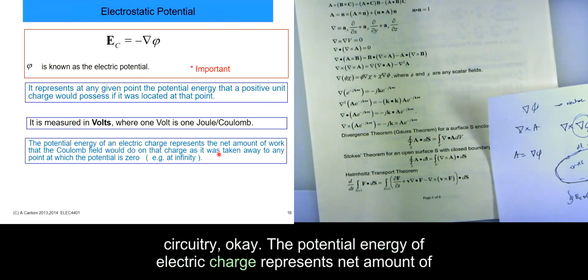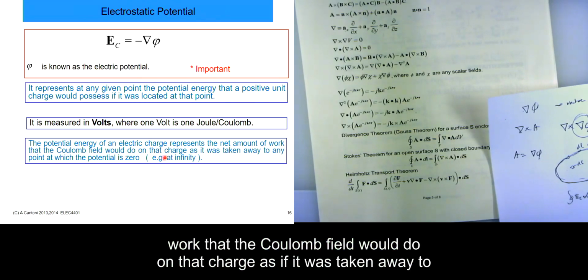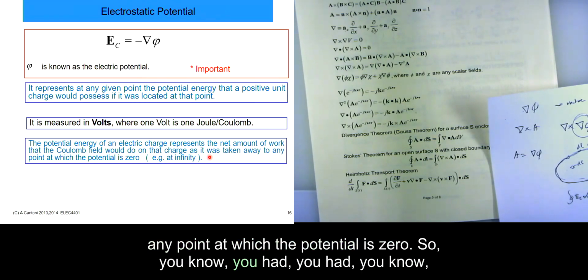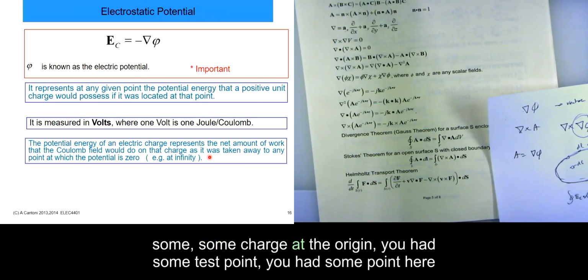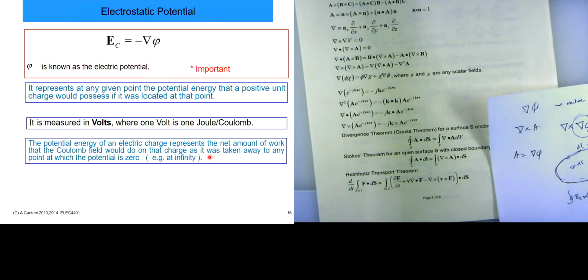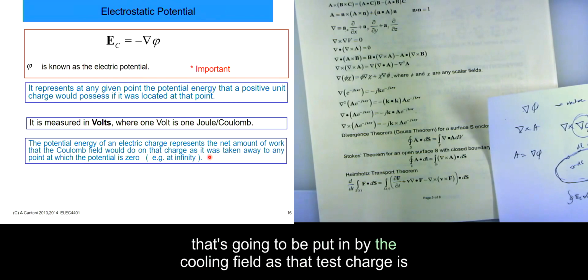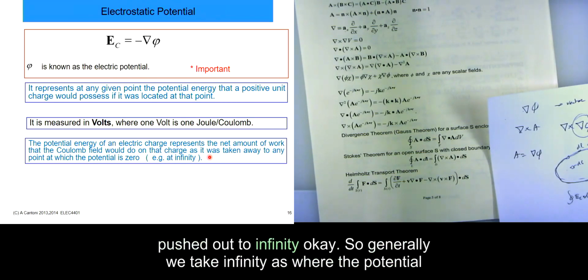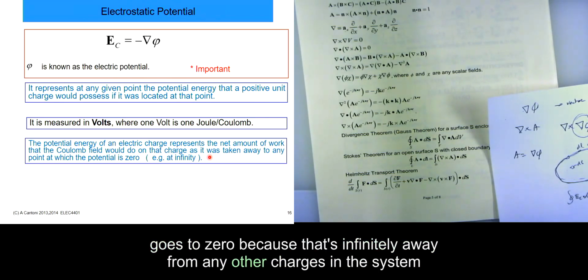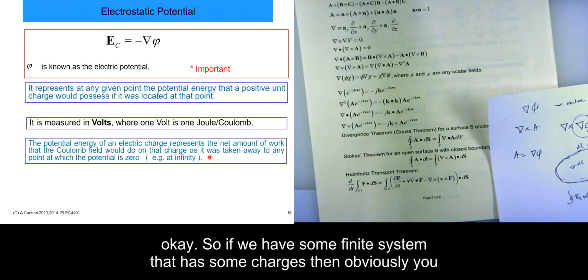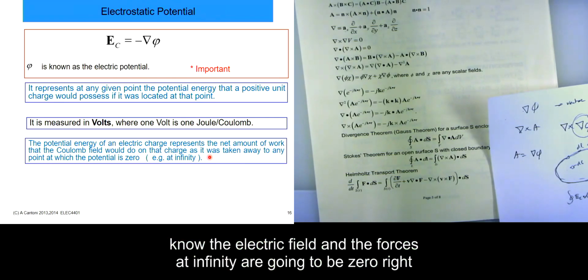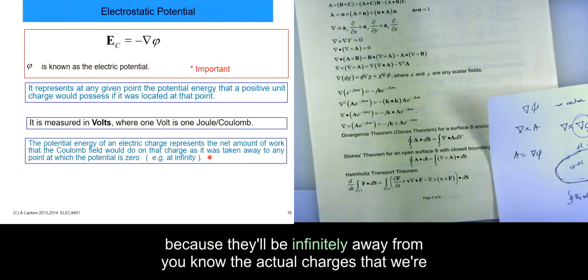The potential energy of an electric charge represents the net amount of work that the Coulomb field would do on that charge as if it was taken away to any point at which the potential is 0. So if you had some charge at the origin, and some test point away from that, the potential would be basically the energy put in by the Coulomb field as that test charge is pushed out to infinity, okay? Generally we take infinity as where the potential goes to 0, because that's infinitely away from any other charges in the system. If we have some finite system with some charges, then obviously the electric field and the forces at infinity are going to be 0, right? Because they'll be infinitely away from the actual charges that we're interested in, okay?